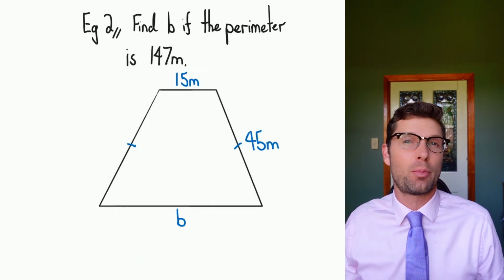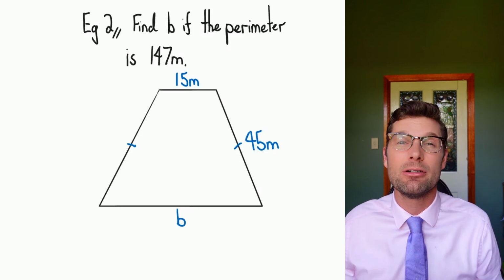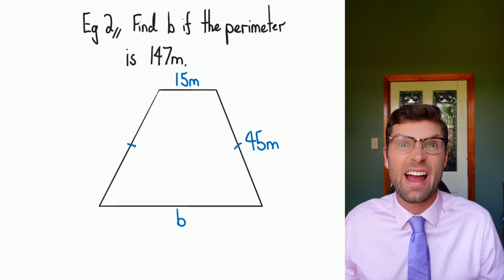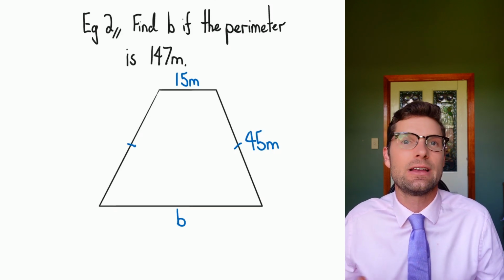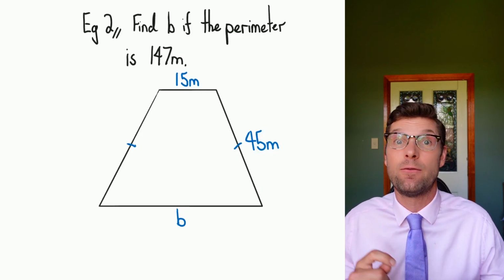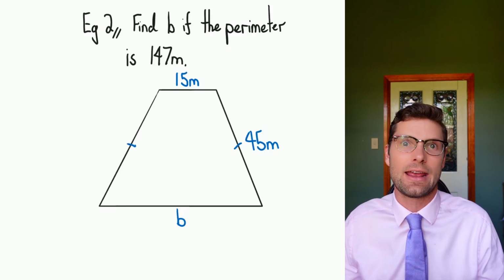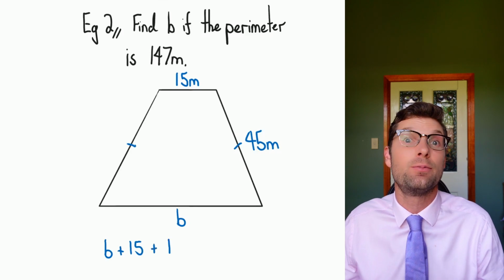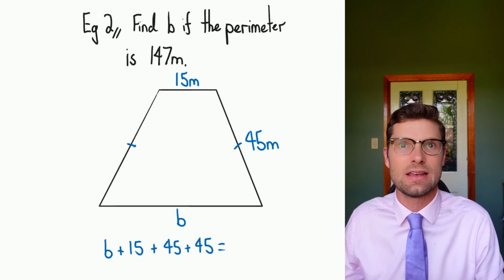For this one, I've got a trapezium and I need to find B, or the base length, and the perimeter is 147 centimeters in total. All I have to do is make sure I put down the side lengths that I know, with the unknown equaling that perimeter. Because I've got two sides that are identical, that 45 is on both sides, I've got to make sure I account for it in my calculations. So that makes this B plus 15 plus 45 plus 45. There are two 45s and that's equal to 147.